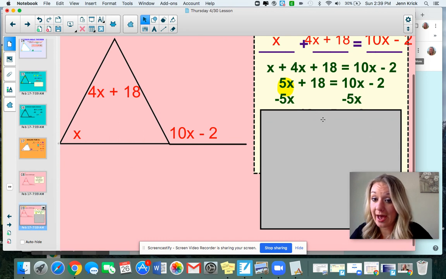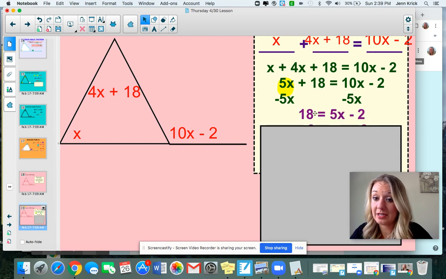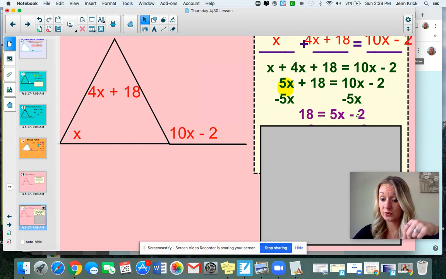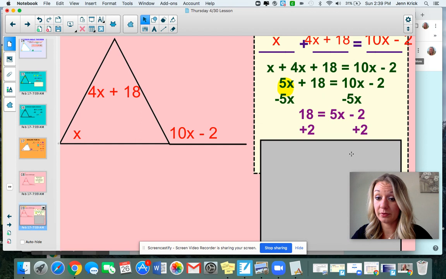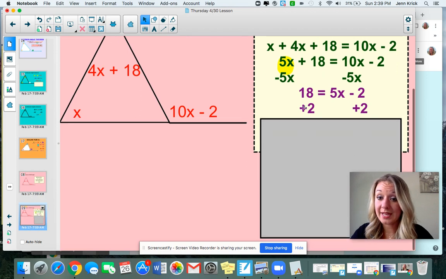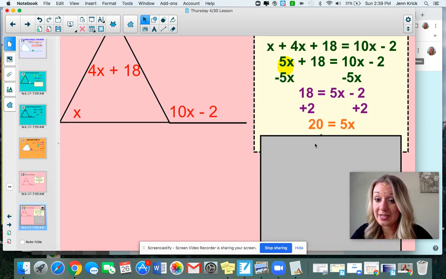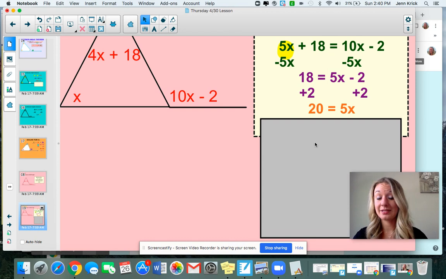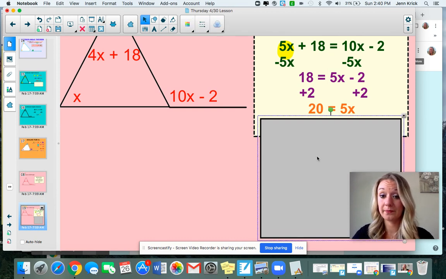These will cancel out and you'll be left with 18 equals 5x minus 2. Then to isolate 5x, I need to move this minus 2 to the other side using inverse operations. So the inverse of minus 2 is plus 2. Once I add 18 and 2, I've got 20 equals 5x. Divide both sides by 5, and you get that x is equal to 4.